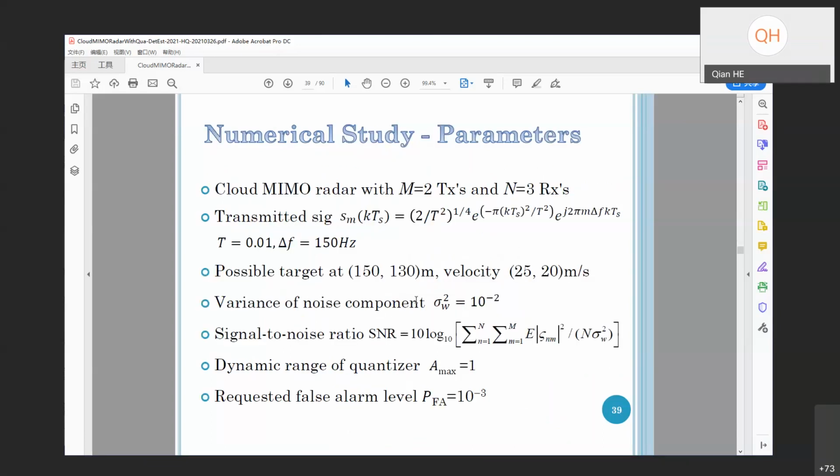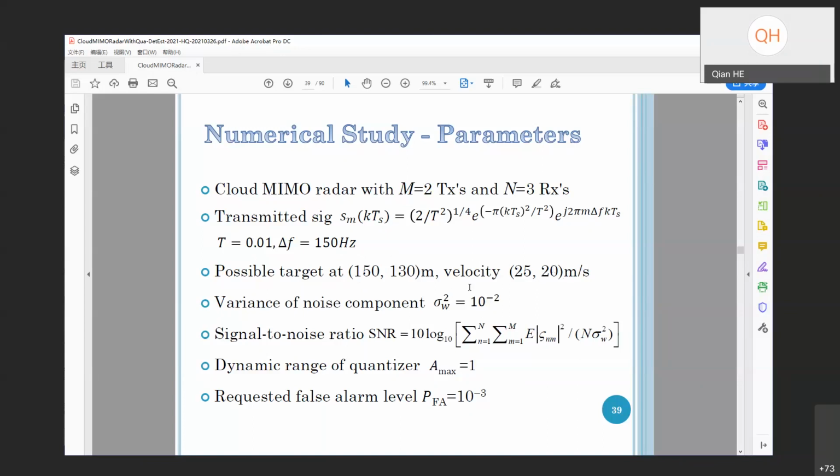Okay, so let's look at some numerical examples. Suppose you have a MIMO radio system which has 2 transmitters and 3 receivers. You have a transmit signal which is a single Gaussian pulse, and this is an observation interval, and this is a frequency distance between different transmitters because you want to make sure the signals are orthogonal with each other. And you have a possible target if a target exists. So this is the cell under test you're looking at, right? So the potential velocity looks like this.